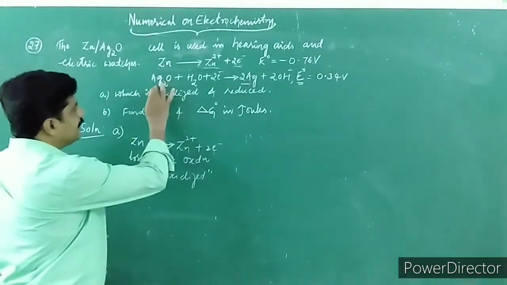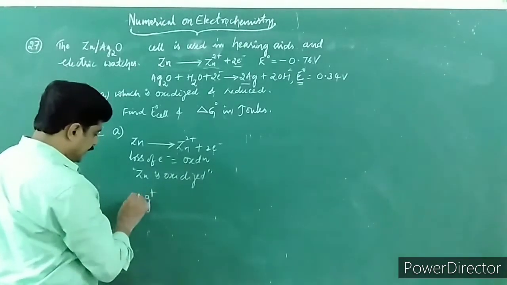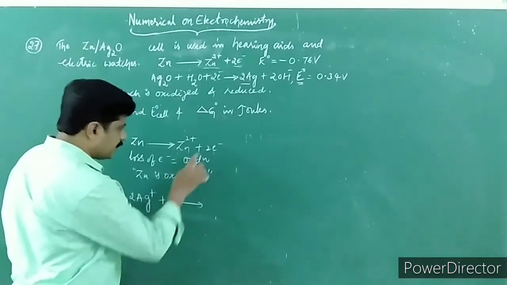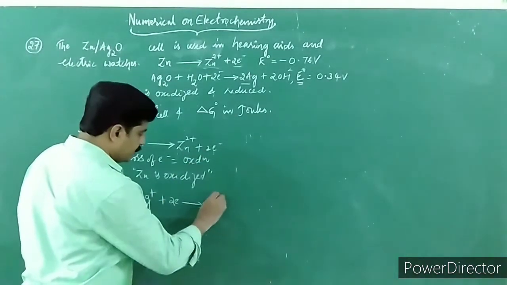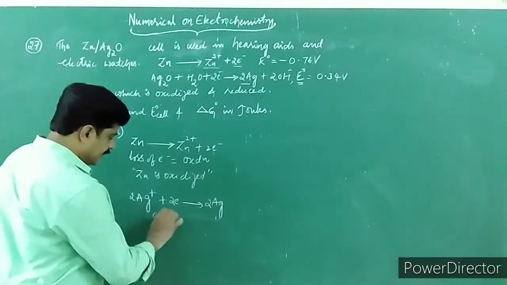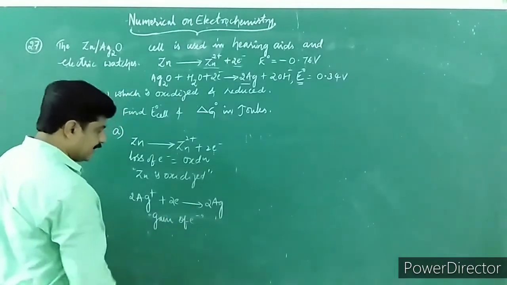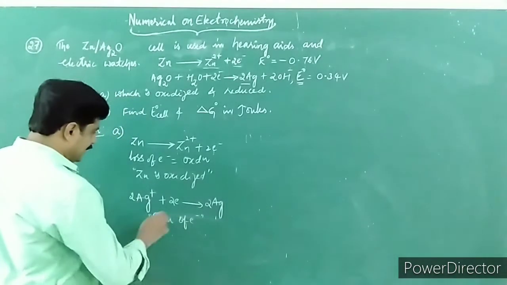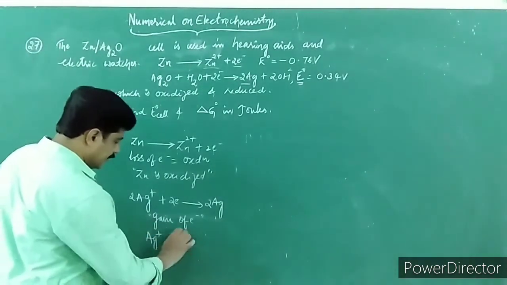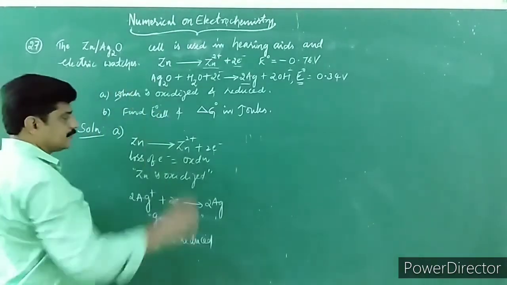Look at this reaction. 2 Ag+ takes up 2 electrons which are lost by the zinc and gets reduced to Ag. What is happening here? Children, gain of electrons. What do you call the gain of electrons? It is reduction. Is it not? That means Ag+ is reduced. So the first part is over.